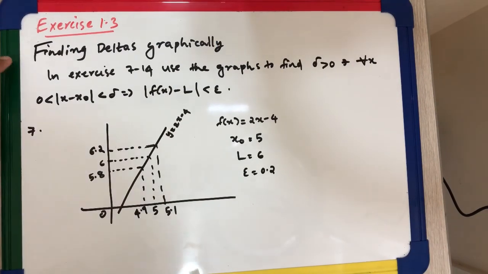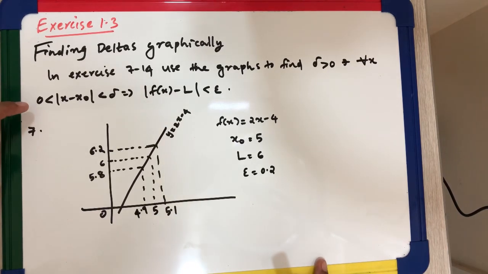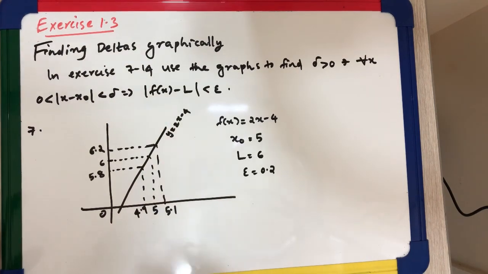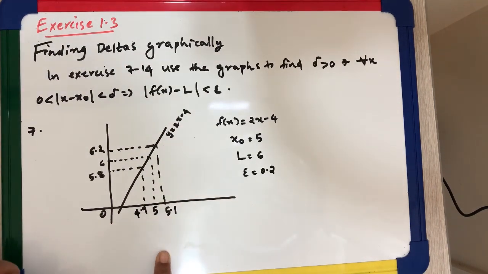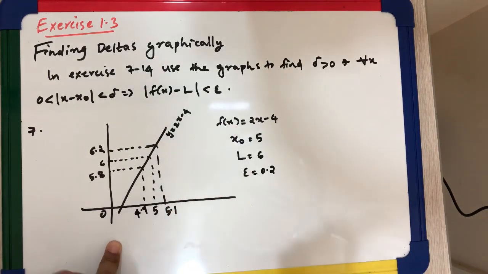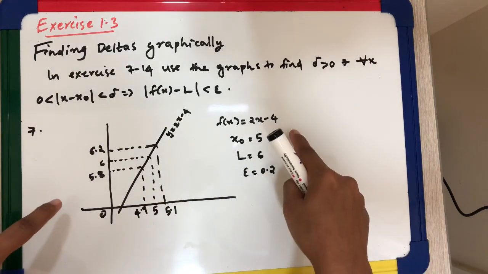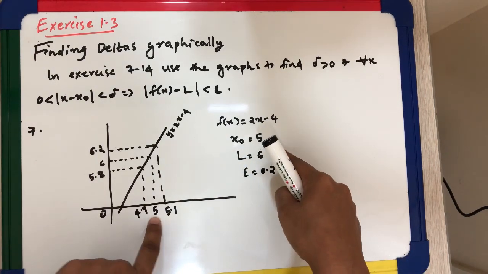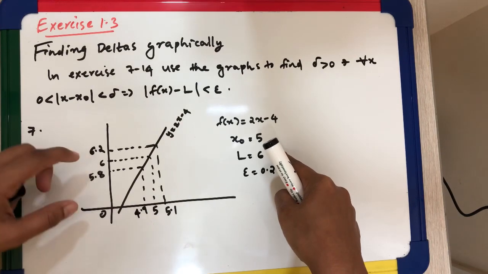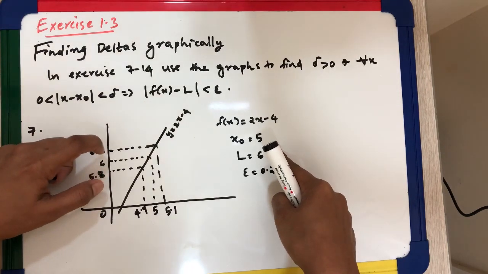Next question, finding deltas graphically. In exercises 7 to 14, use the graphs to find delta greater than 0 such that for all x, 0 less than mod x minus x naught less than delta implies mod f of x minus L less than epsilon. Question number 7, here a rough sketch is given with some values. A graph y equal to 2x minus 4 with some points. F of x here is 2x minus 4, x naught is 5, L is 6 and epsilon is 0.2. We have to find delta.